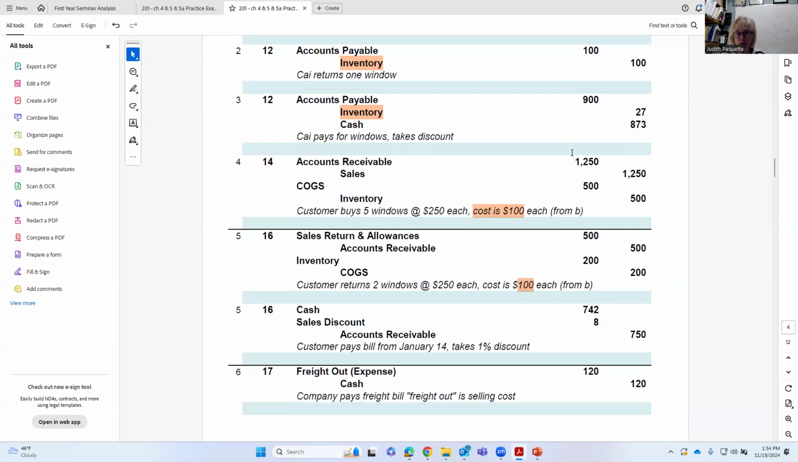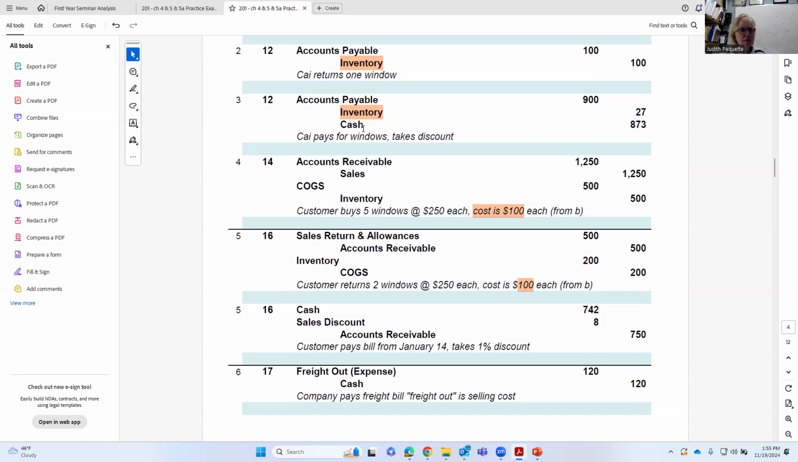Now, at this point, the customer had owed $1,250, but they returned $500, so they only owed $750. So there it is, accounts receivable being reduced $750, and you apply that 1% discount. I've rounded it to $8, but it's really $7.50. And you guys can round it if you would. If you don't want to, that's okay.